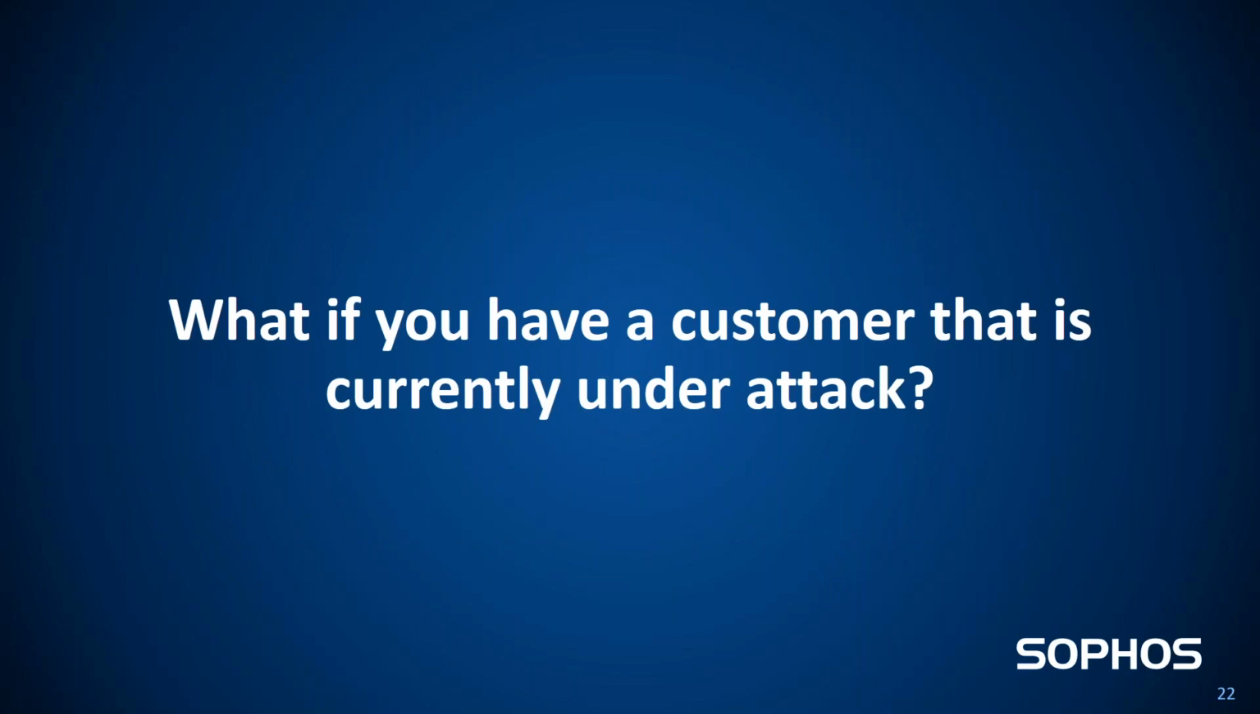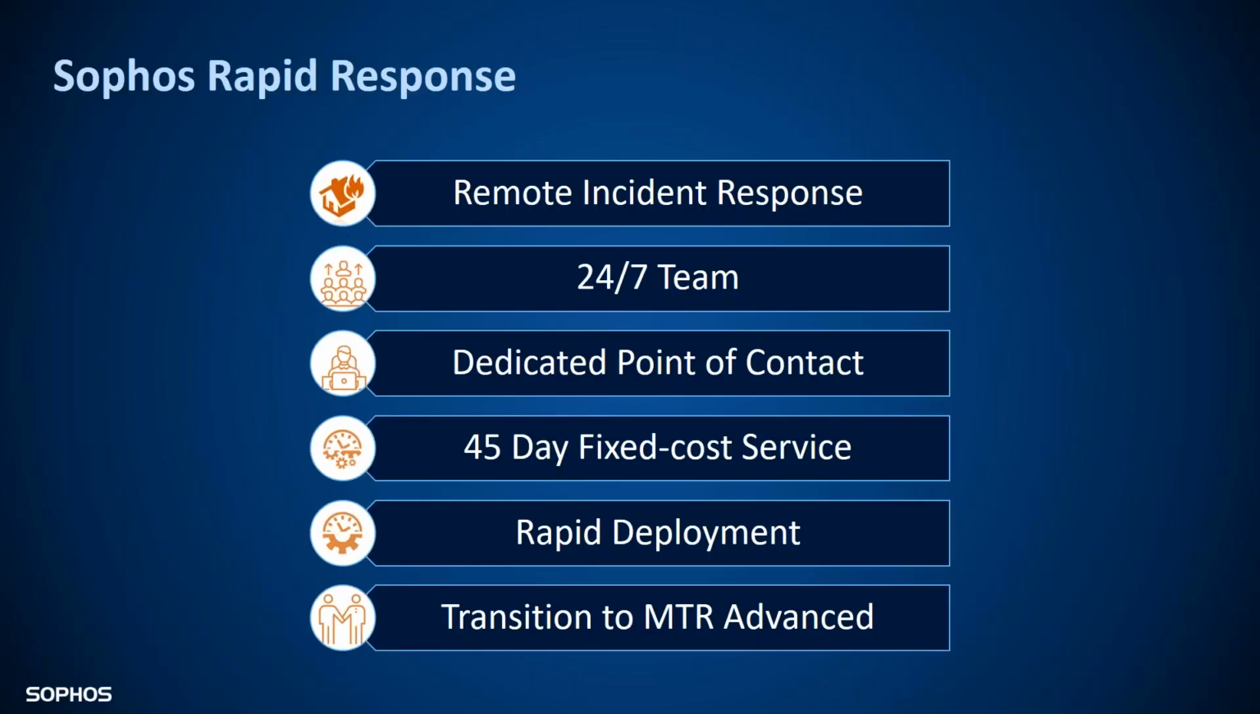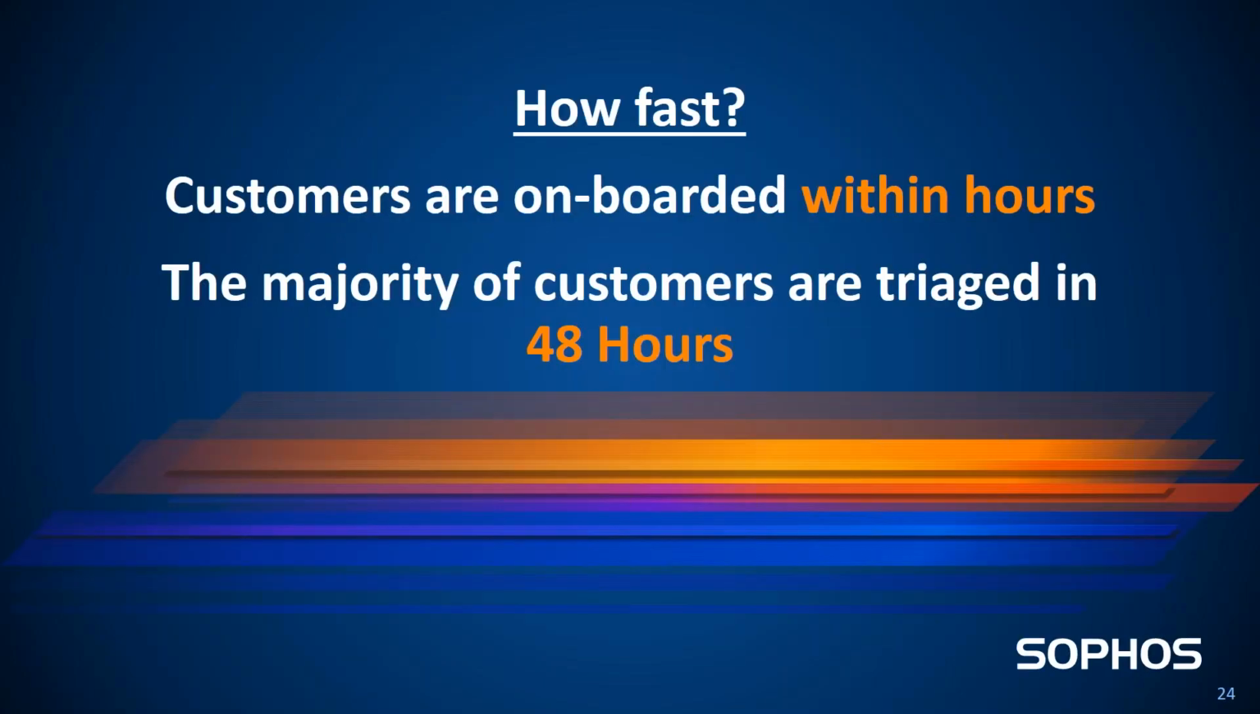So a lot of times people ask, well, what if I have a customer that's currently under attack? Well, if you're currently under attack, Sophos has a service called Rapid Response. With Sophos Rapid Response, this remote incident response is a 24/7 team as well. You'd get a dedicated point of contact. It's a 45-day fixed cost service. So within that 45 days, we're going to neutralize that for you, and we're going to continue using our MTR service for 45 days to continue to monitor your network to make sure that nothing else happens. And after that 45 days, it's very easy for you to transition to become a full-time MTR customer at that point.